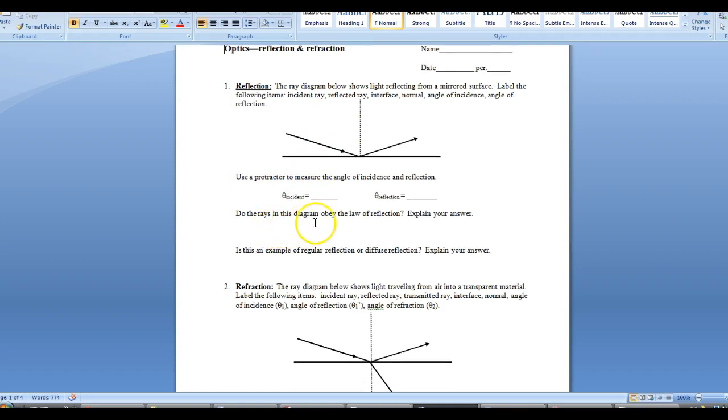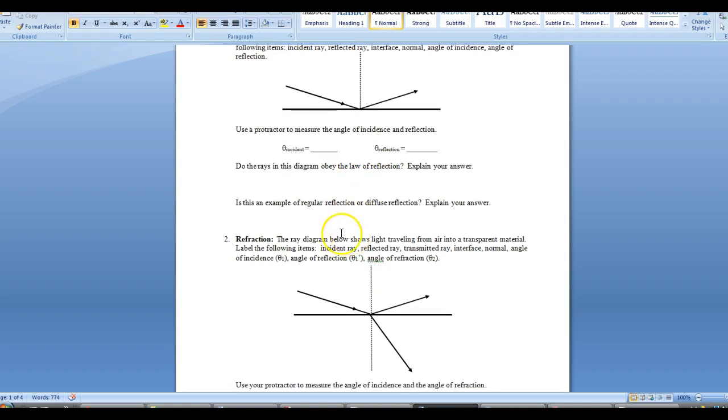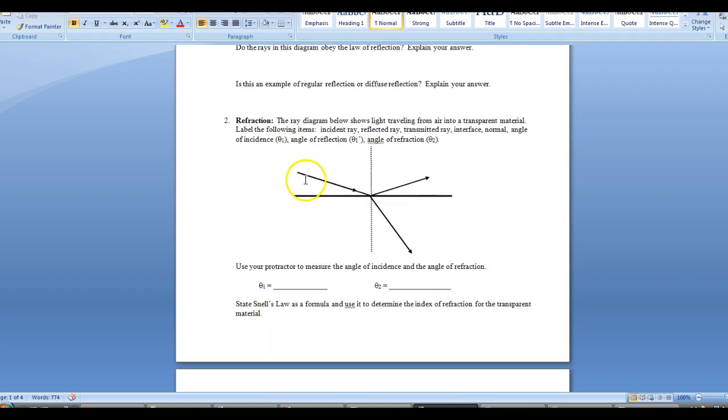Do the rays in this diagram obey the laws of reflection? Hard to tell without actually measuring. What we would do is get a protractor, put it there, and make sure that the angle of incidence is in fact equal to the angle of reflection, and if that's true, then everything is fine with the law of reflection. I'm going to skip this. This is not something that applies to us.